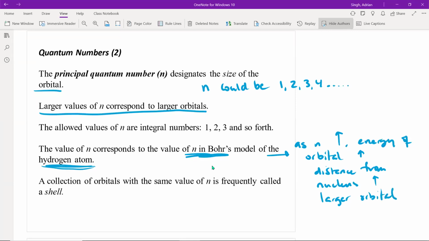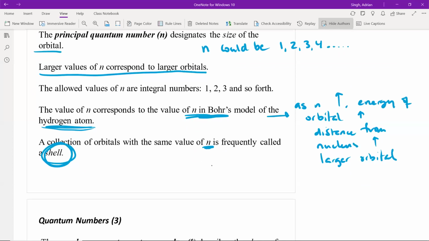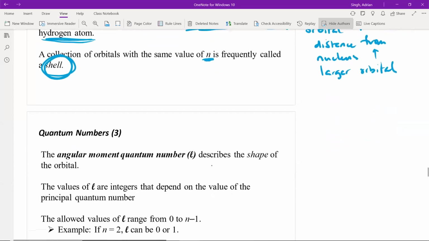So when we have orbitals that can be described by these four different quantum numbers, if the orbitals have the same n value, we refer to those as a shell, a collection of orbitals with the same n value. So if they all have n equals 1, then they're part of a shell. If they all have n equals 2, all of those orbitals will be part of a shell. Okay, so n is the shell number. It's the principal quantum number that tells us the size of the orbital.